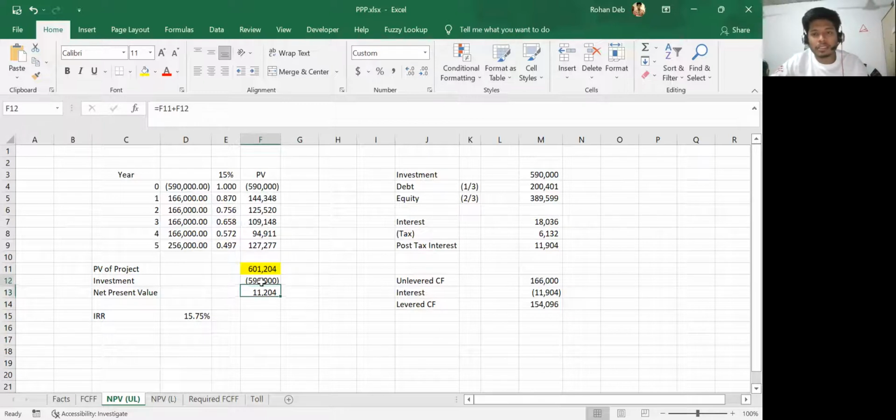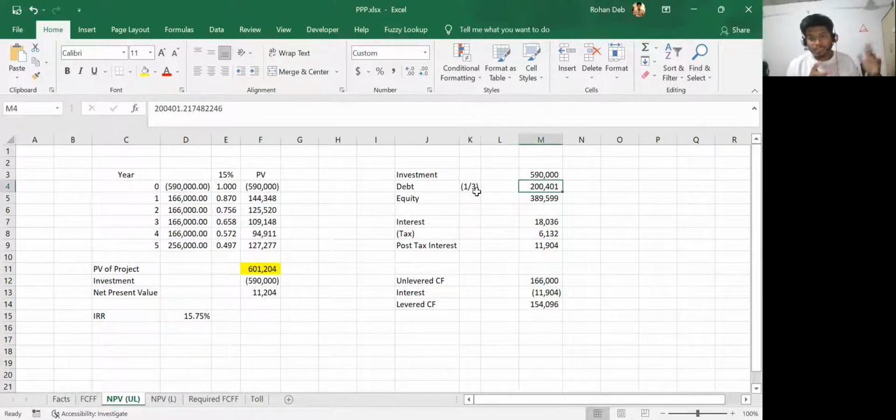Now, what I'm thinking is, instead of doing the entire project through equity and investing my own funds, I want to borrow some money and put some leverage. So it's called debt. I have thought that I'll invest 1/3 in debt. So out of the total present value of the project, I invest 1/3 in debt.